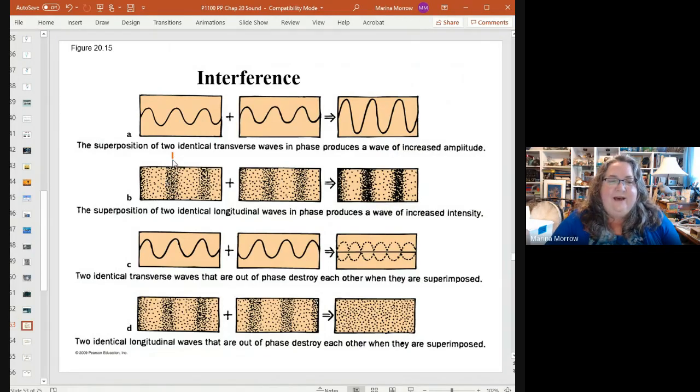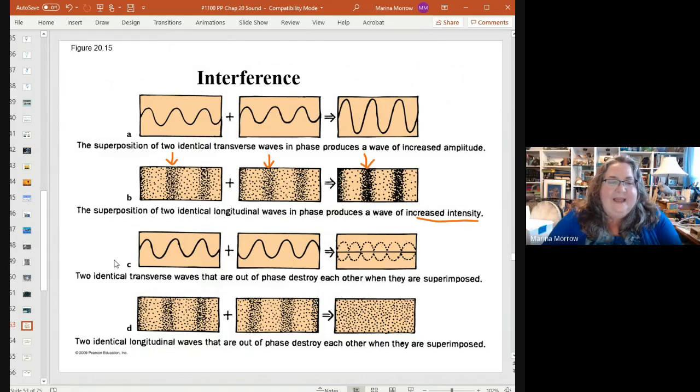So when you have a wave with a compressed area on top of another compressed area in the same location, that adds up to a more compressed area. So you get higher pressure. And so that's increased amplitude or increased intensity, which is the way we talk about sound intensity. That's the amplitude, the loudness.